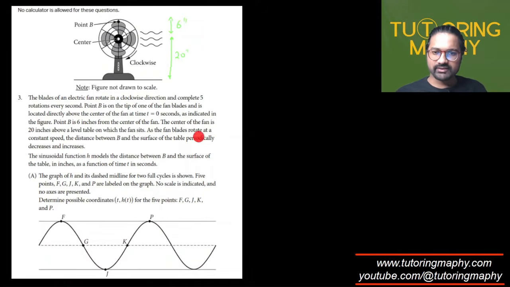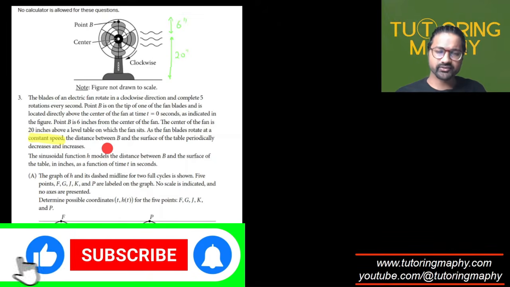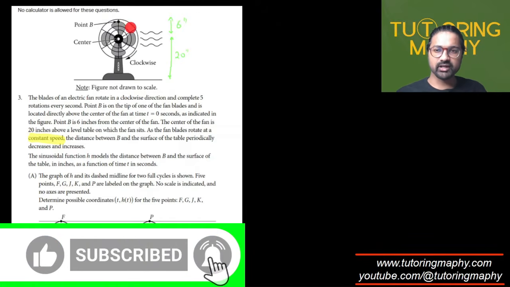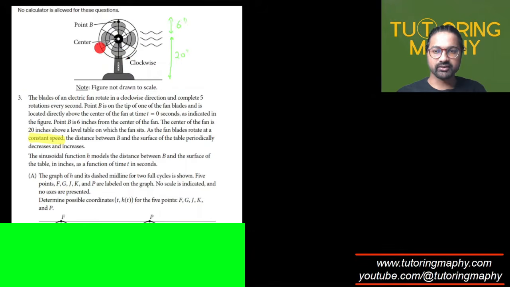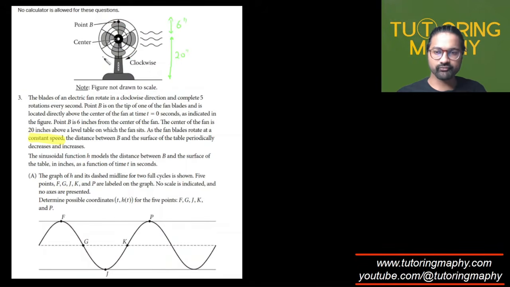As the fan rotates at a constant speed, that is the key word, the speed is constant over here, the distance between B and the surface of the table periodically decreases and increases, which definitely makes sense, right? Because B comes here, the height decreases, then the height becomes minimum, then the height increases, then the height becomes maximum, and so on and so forth. So the sinusoidal function models the distance between B and the surface of the table in inches over the period of time in seconds. Now the graph of h, as in the height of that point from the ground, and its dashed midline for full cycles is shown.